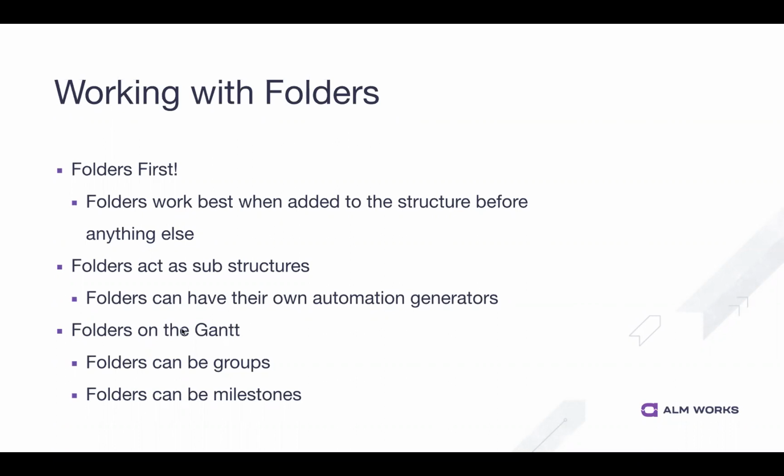Then, of course, those folders can be represented on the Gantt. The default is going to be groups. So we're going to assume that the folder is a grouping of work. That's generally how we think of folders. But they definitely can be milestones if we want to represent them that way. So there's a lot of flexibility around this.